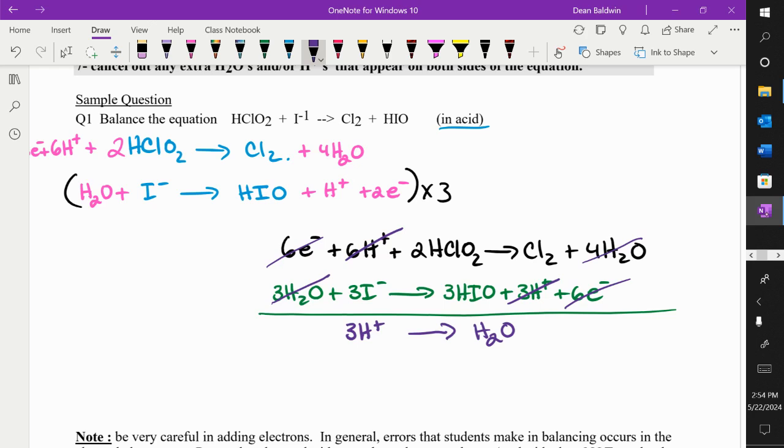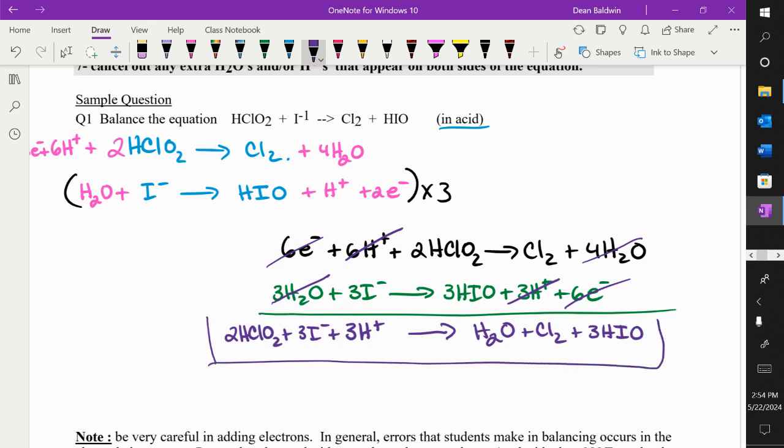So then it's just the 2 HClO2 plus the 3 I minus plus the protons goes to the water plus the chlorine gas plus the 3 HIO. And that is the balanced reaction. Should always check it.